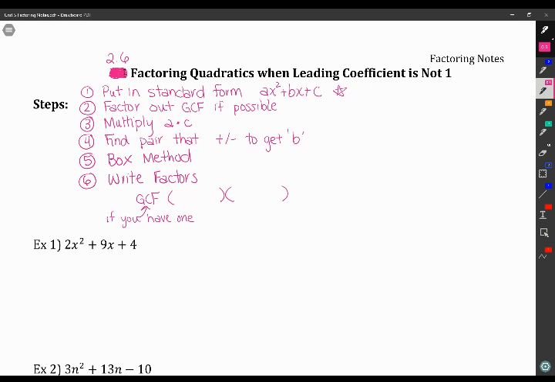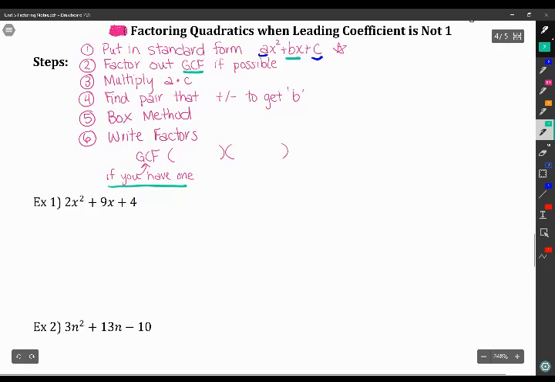We still factor out the greatest common factor as our first step if we can. We multiply A times C, so that's our first value. Remember, that's our first times our last, just like before. And then we find the pair that adds or subtracts to give us the B value in the middle, just like before. And then we do our box, just like before, and we take out our greatest common factor out of each row and column. And then if we took out a greatest common factor at the very beginning in this step, then we write it out in front when we write our factors. So we'll get going on some examples.